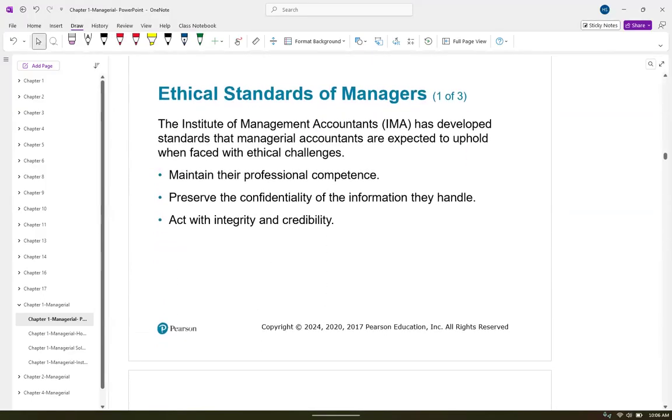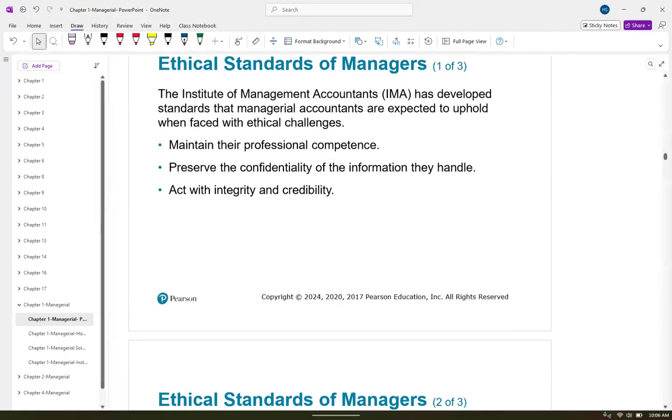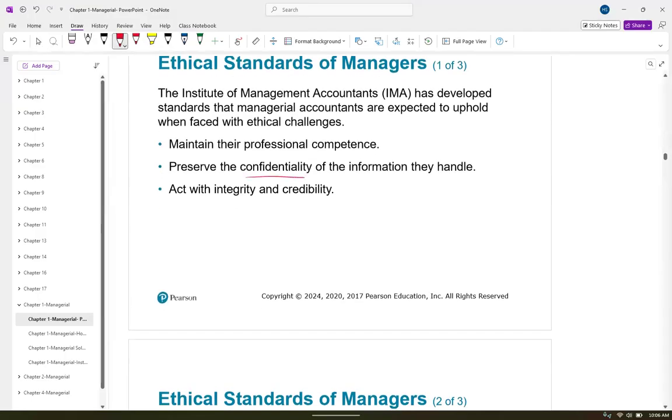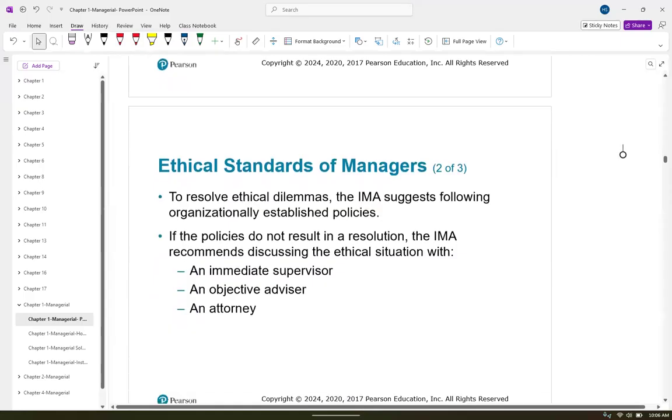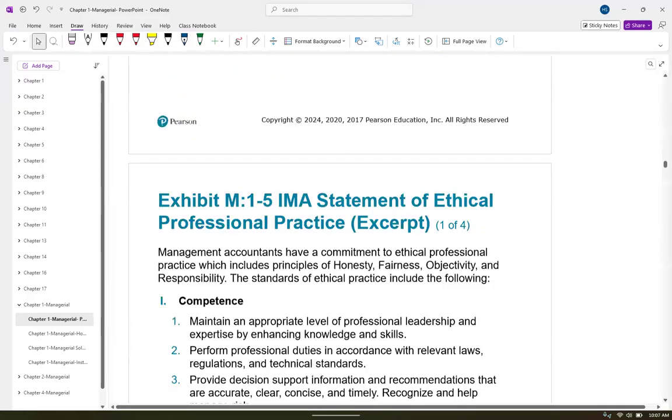Okay. Accountants and managers are bound by ethics. We have the Institute of Management Accountants. They have developed standards. We had standards even way before Sarbanes-Oxley. We had standards then, we have standards now. Okay. We have maintaining professional competence, preserving confidentiality, and then we want to act with integrity and credibility. So I think they have a slide on a lot of these.